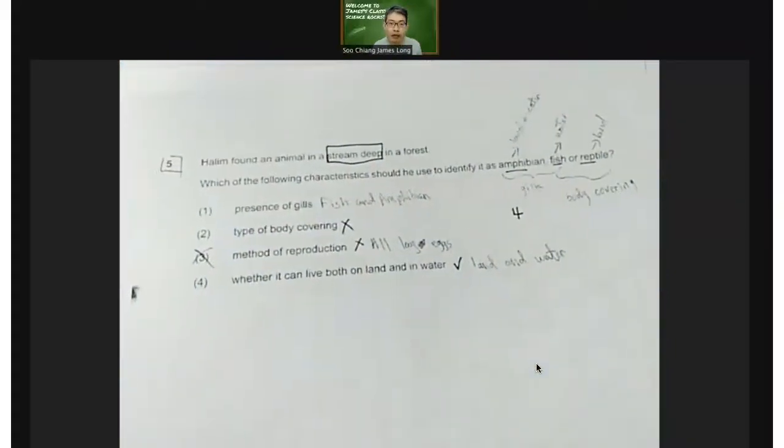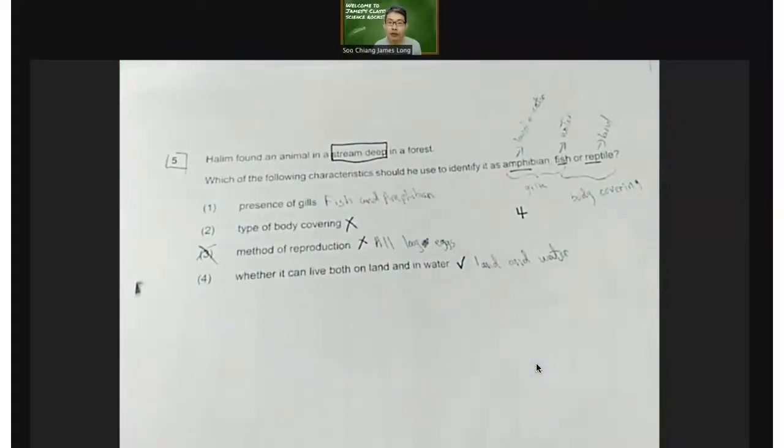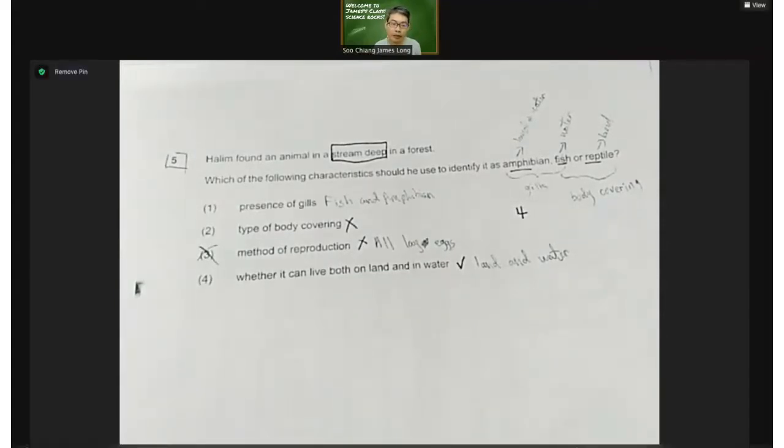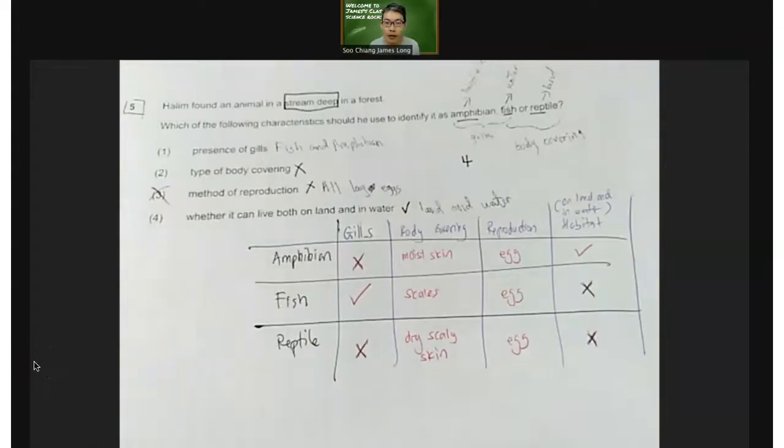So Halim found an animal in a stream deep in a forest. This is a past year PSLE MCQ question. Which of the following characteristics should he use to identify it as amphibian, fish, or reptile? Now what I've done is to just convert all this into a table form so it's easier for us to communicate with each other.